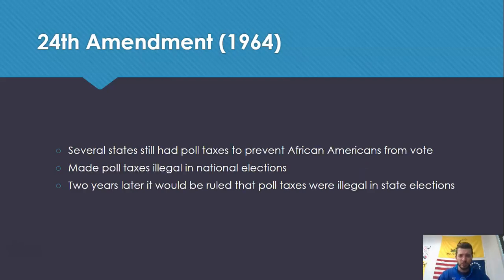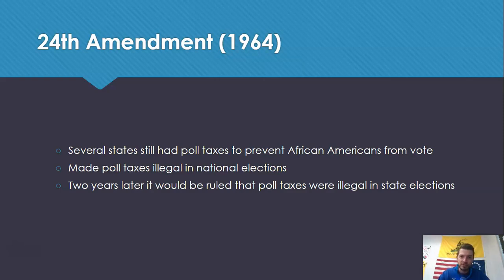Okay. The 24th Amendment is really important because it was passed in 1964, give or take about 100 years after the Civil War was over, and about 90 years or so after Reconstruction had ended. States across the Union, but mostly in the South, had been limiting the rights of African Americans. Several states, especially in the South but really all over, had poll taxes to prevent African Americans from voting.